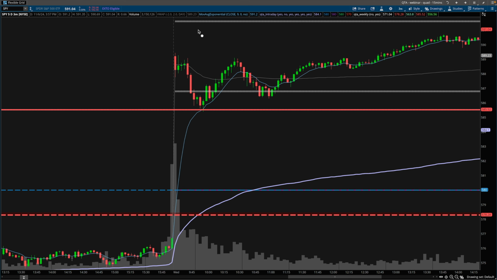Same thing if you have multiple reasons to be shorting and price is all the way up here, you're going to be shorting with your first major profit target as VWAP. That's common intraday day trading rules.